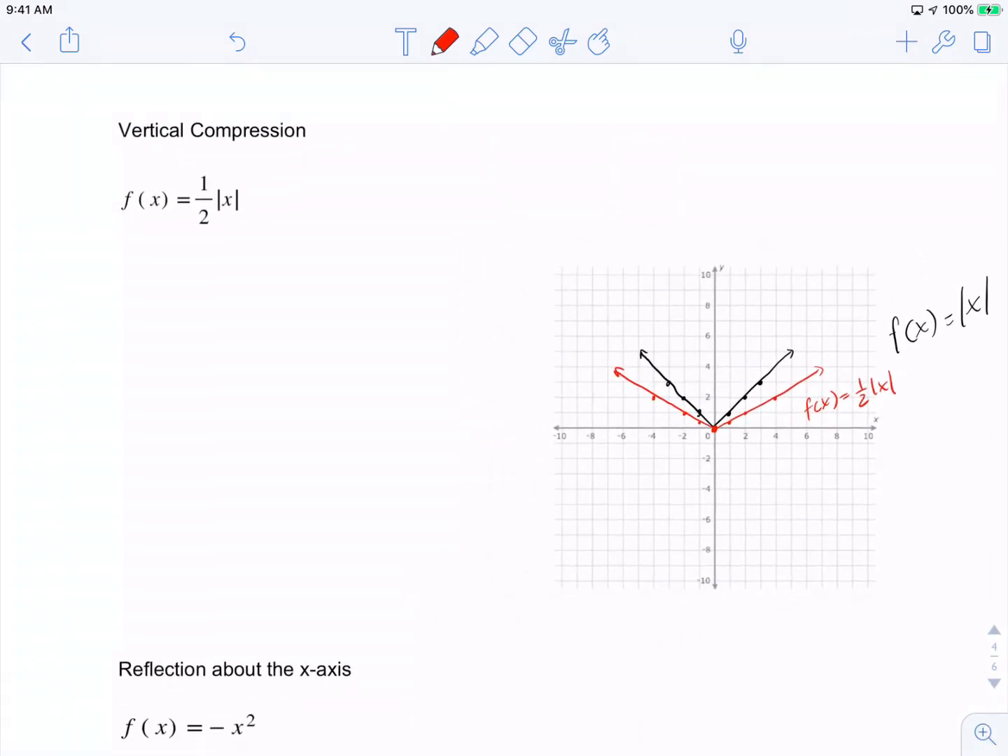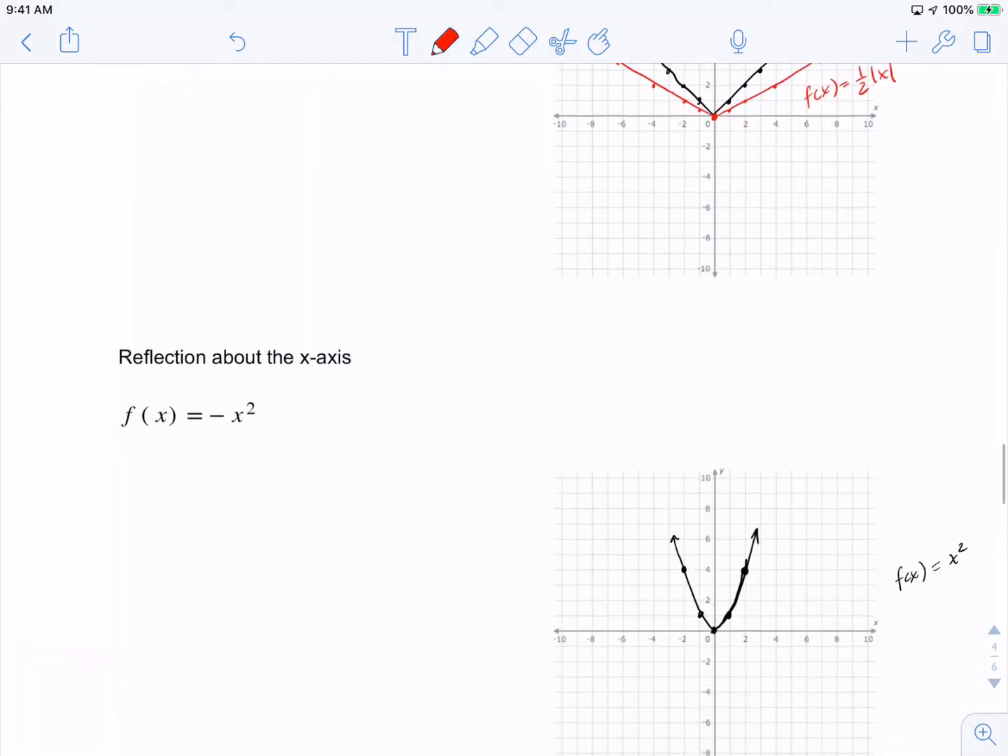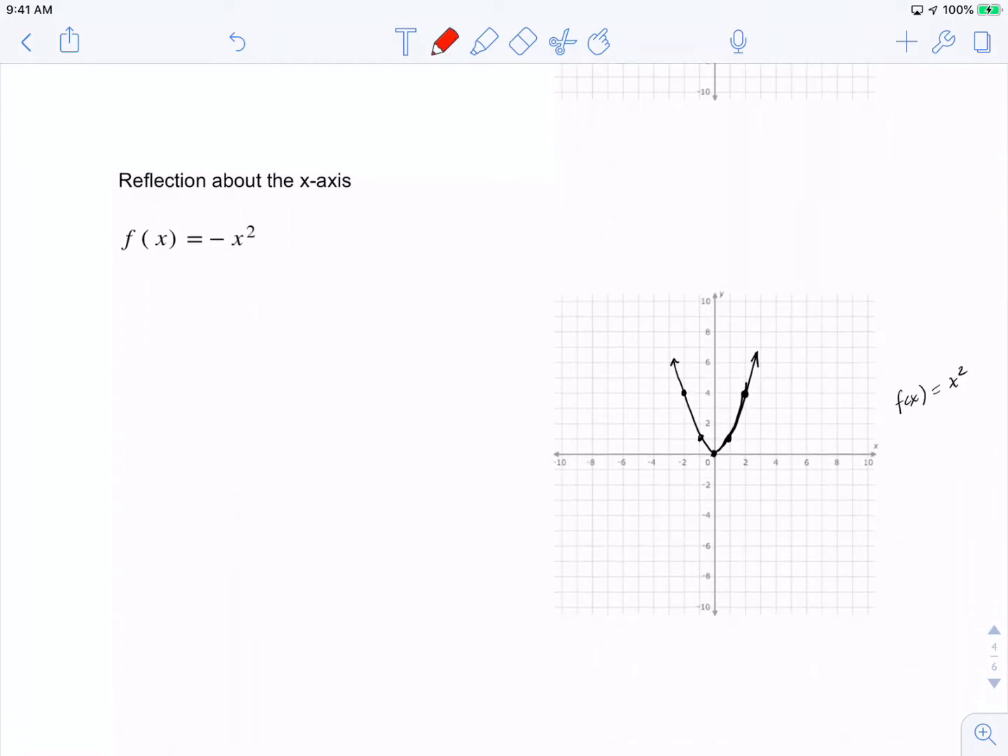Okay? Now we're going to talk about reflections about the x-axis. If we're reflecting about the x-axis, it's like the x-axis is a mirror. So we're going to have the exact same points mirrored the same distance from the x-axis. And then we end up with an exact mirror of what we had for our original function. This is f of x equals negative x squared. You can see the x-axis works like a mirror there for you.